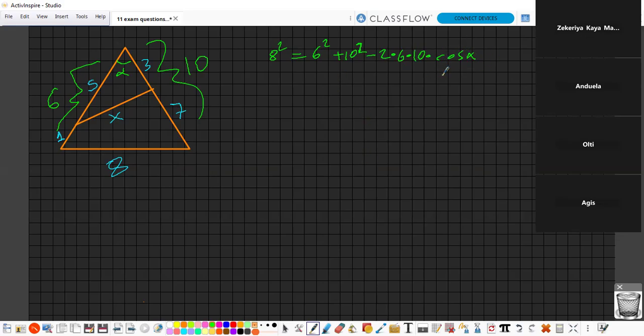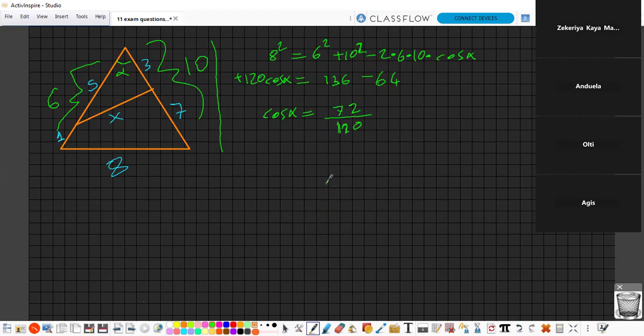From here, we will find what cosine alpha is, which is, it's going to be always minus. If I fasten the steps, 6 times 10, 60 times 2, 120. Minus 120 will become plus 120 cosine alpha in this side. And 36 plus 100, 136 minus that 64 will come here as minus 64. So cosine alpha, you will find that their subtraction over 120. 136 minus 64, 72.